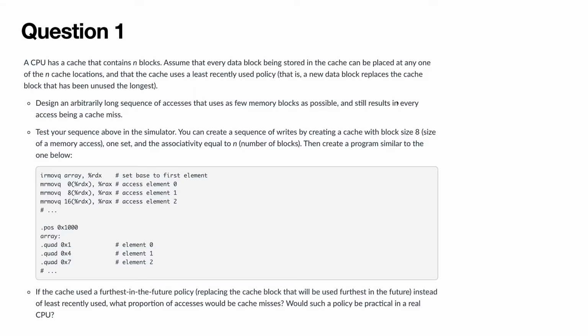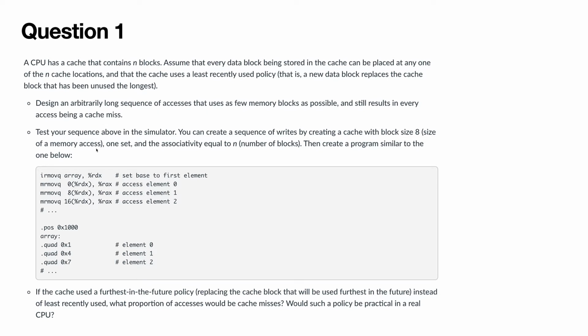And let's go to question 1. Question 1 is about CPU cache design, about the eviction policy. If a cache uses the least recently used policy, that is, a new data block replaces the cache block that has been unused the longest, we need to meet these two design criteria. The first one: design an arbitrarily long sequence of accesses that uses as few memory blocks as possible and still results in every access being a cache miss.